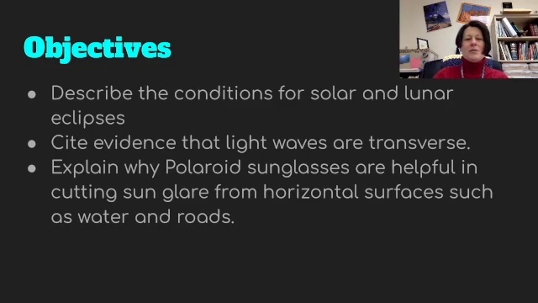So our objectives were to describe the conditions for solar and lunar eclipses, cite evidence that light waves are transverse, and that evidence is because of the way they go through the polarization films, and explain why polarized sunglasses are helpful in cutting sun glare from horizontal surfaces such as water and roads.